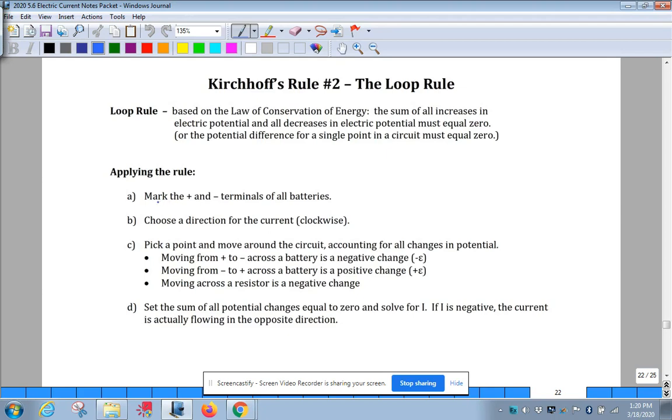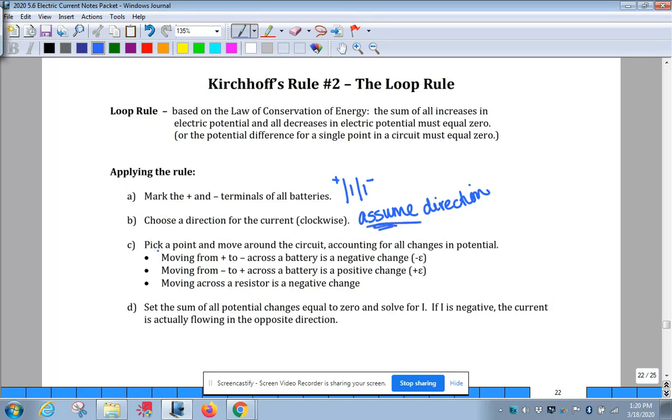If they're not already marked, mark the positive and negative terminals of the battery. Remember, the long end is the positive end and the short end is the negative end. Okay, so mark those on your drawing. You're going to choose a direction for the current if it's not stated. So this is an assumption. So assume the direction. This is to be checked later on, and it goes over in letter D to check whether your assumed direction is correct or not.